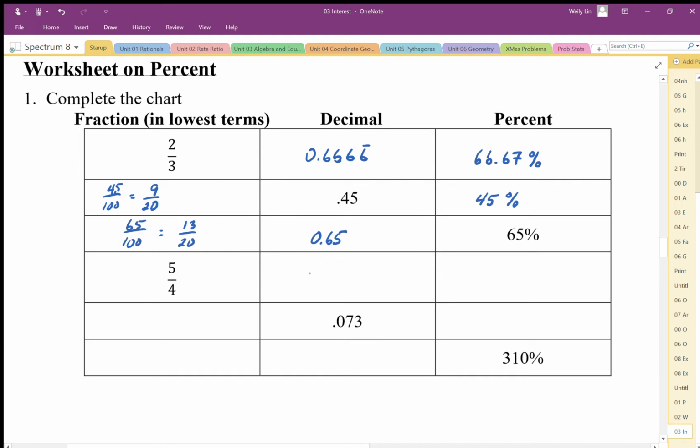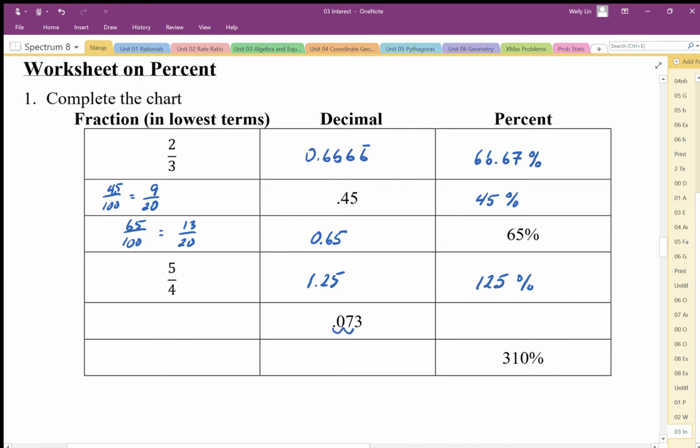5 over 4, when I divide that, I get 1.25. Again, that's my decimal percentage, or my unit rate. As a percentage, it's going to be over 100%, so it's 125%. Be careful with these ones, okay? This is not 73% because we're only moving it over 2 places.